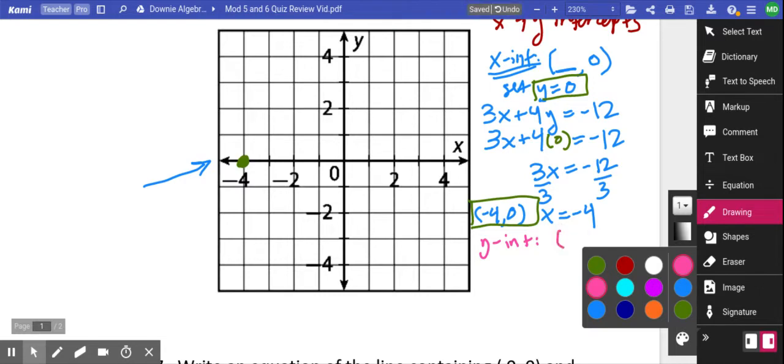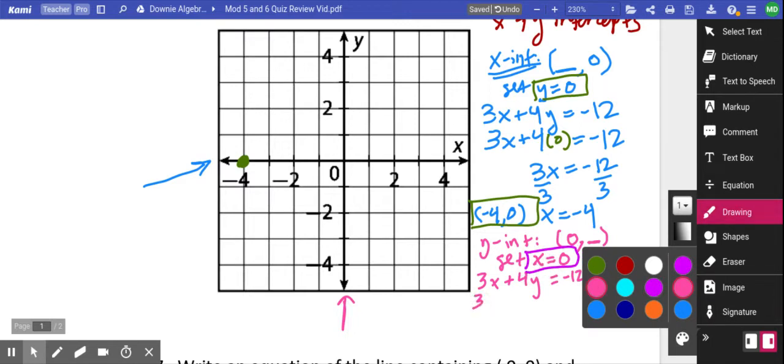If I'm solving for my y-intercept, that's going to lie somewhere along my y-axis. So I know that I don't go left or right, so my x is going to be 0, while my y changes. So we're going to start off by setting x equal to 0. Let's plug this into our original equation. 3x plus 4y equals negative 12. We're going to replace x with 0.